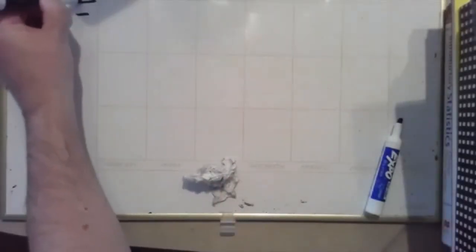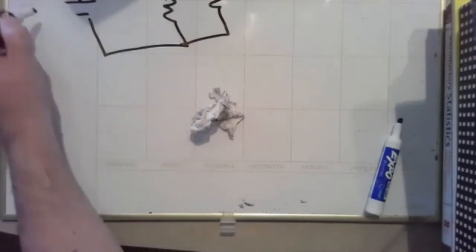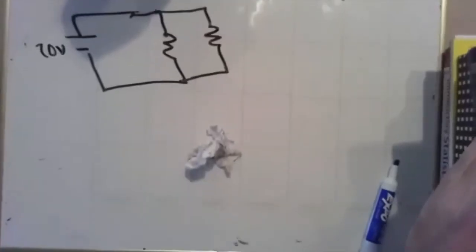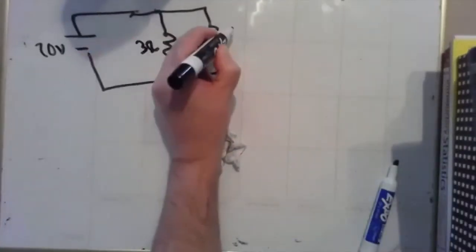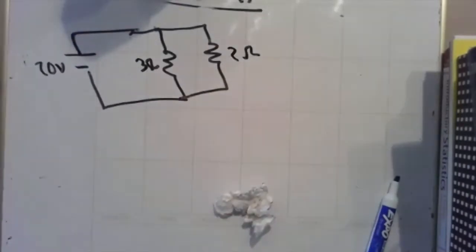Okay, let's do a circuit in parallel. Let's say we've got, I don't know, a 20-volt battery. Let's go with 3 ohms and 2 ohms. We want to find all the same stuff: the current through each resistor, the voltage drop through each resistor, and the power emitted by each resistor.